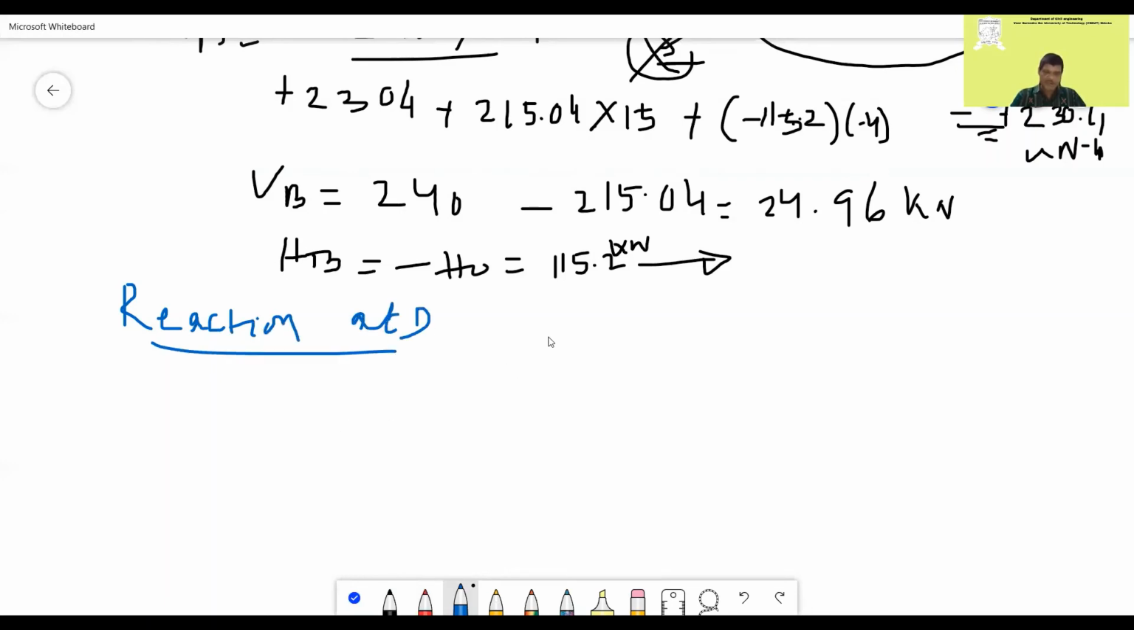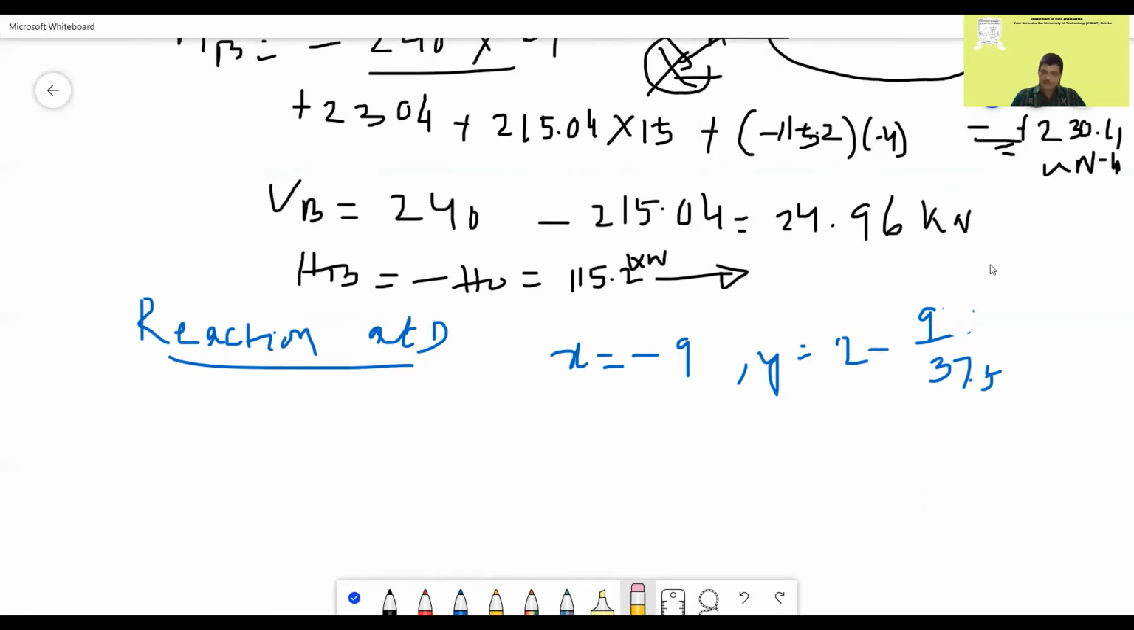Reaction at D will be X is equal to minus 9, Y is equal to 2 minus X square by 37.5. This is the square value, X square, by 37.5. So this Y value comes out minus 0.16. Now we can find the M value.